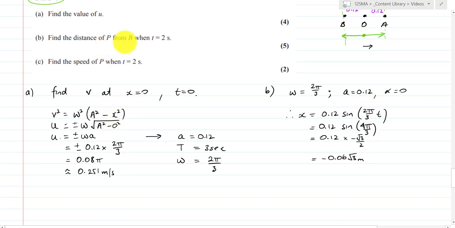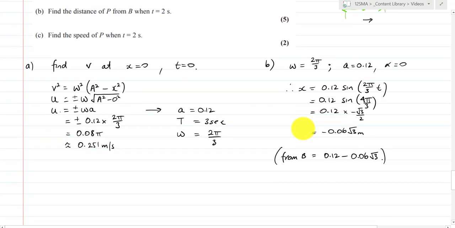but B is in the negative, so the question says find the distance of P from B. Well, B is 0.12 away, so therefore the distance is 0.06 root 3 towards B, or the distance from B, which I'll just write down from B, is 0.12 minus the distance from O to B, which is 0.06 root 3. And that'll be the overall distance away or towards B it is. So there's the answer to the first one. I'm just going to leave that exact.